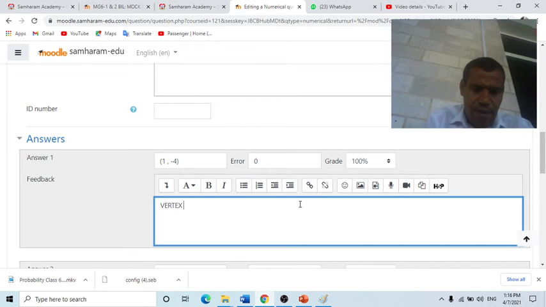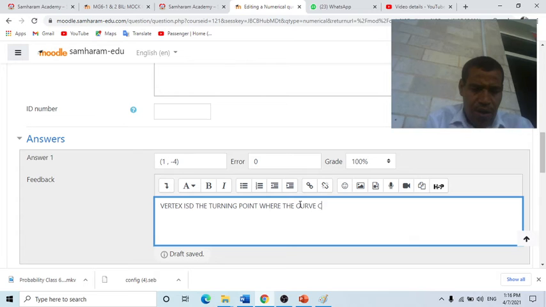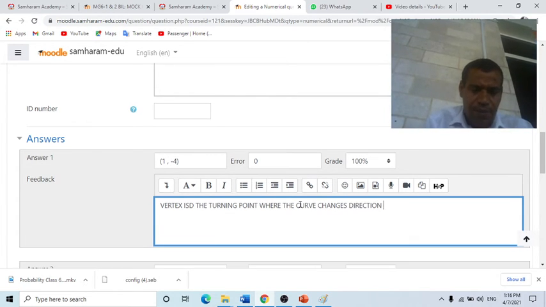The vertex is the turning point where the curve changes direction. That means the vertex coordinates: axis of symmetry x equals 1, and the y coordinate of the vertex is -4, I thought. Okay, then we move to the second part.